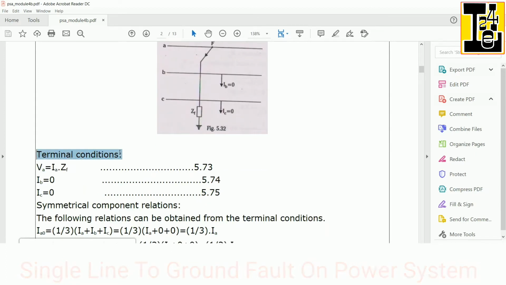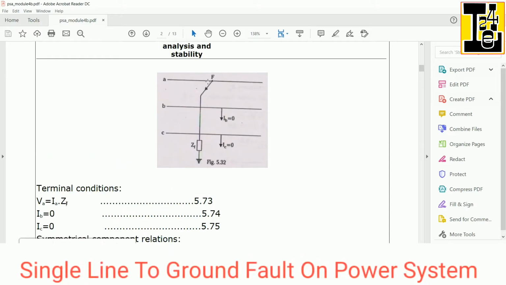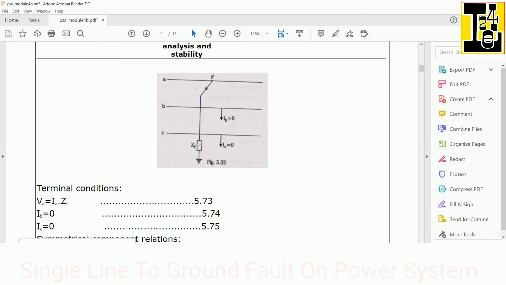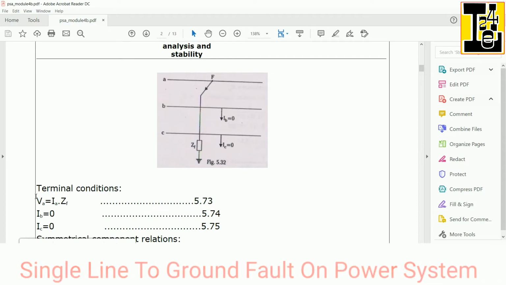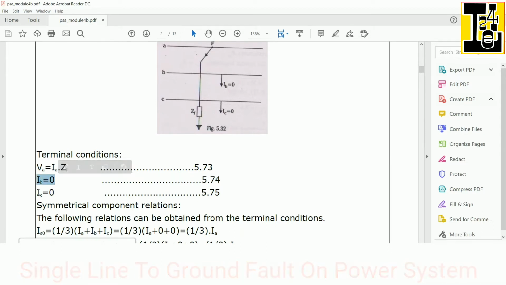So we shall write the terminal conditions as VA is equals to IA into ZF as the first terminal condition. You can see that if the fault is occurring at phase A, this fault current which is flowing through this fault impedance will create a voltage drop of VA. So that's why after the occurrence of the LG fault, the voltage at phase A becomes IA into ZF. As fault is occurring at phase A, the other line currents will become 0, that is IB is equals to 0 and IC is equals to 0.